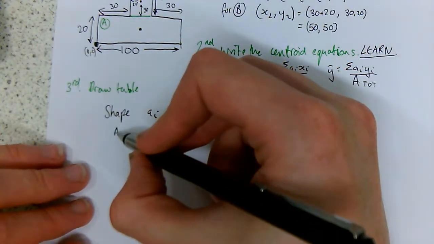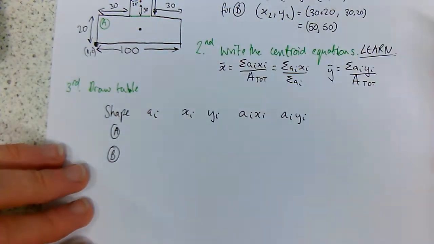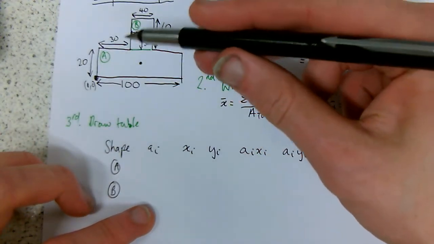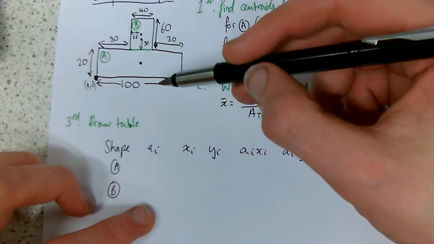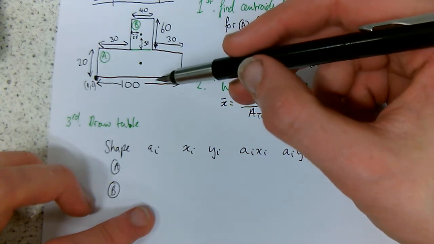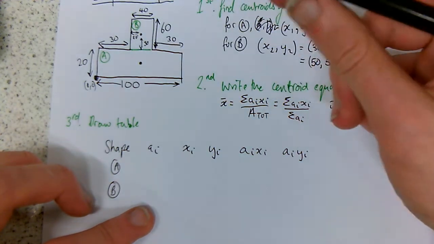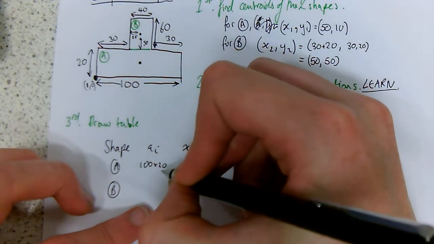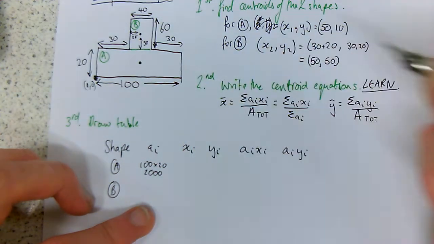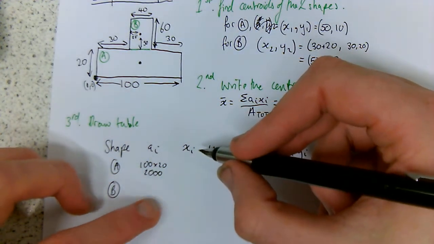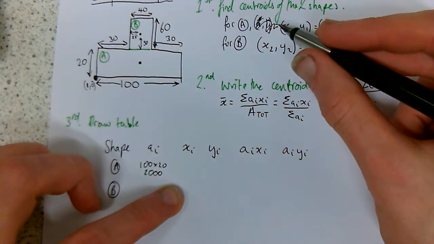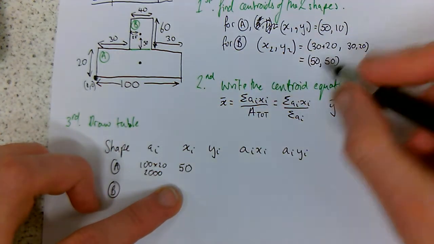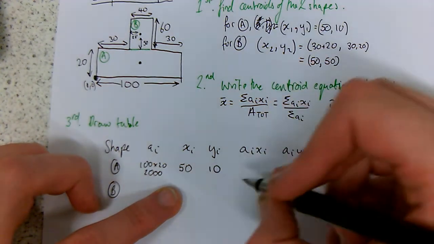So our shape, we've got A and we've got B. We need to find the area of shape A. Quite often the dimensions will be given to you. Take care to check if they are millimetres or metres, etc. The area of shape A is 100 by 20, which is 2000. The centroid of x we just found. So for shape A it is 50, and the y is 10.